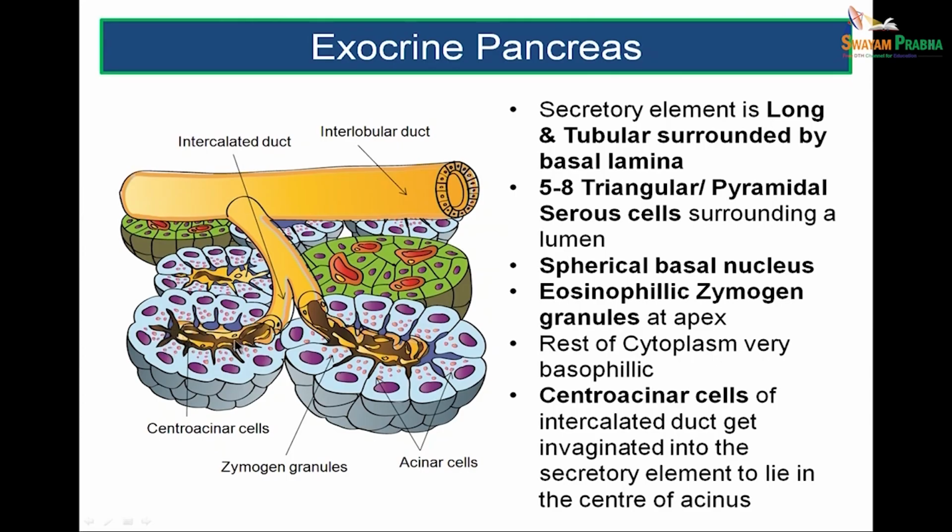In the lumen of the acinus, some of the cells of the intercalated duct extend to give you the centroacinar cell. The centroacinar cell is not a true cell of the acinus, but it is cells of the first part of the intercalated duct that lie at the center of the acinus, and so they are called the centroacinar cells.